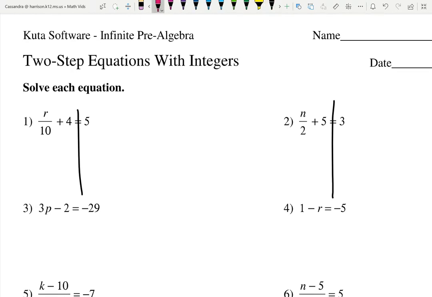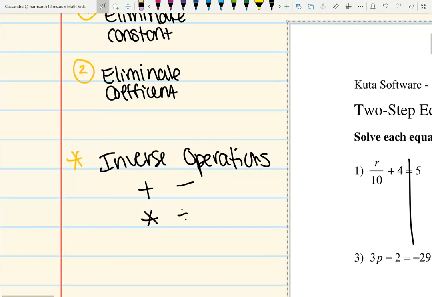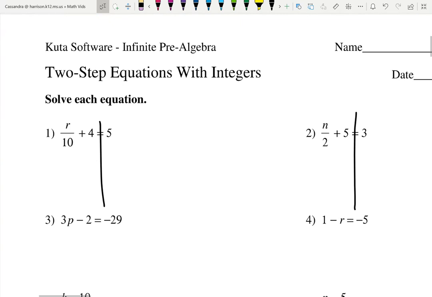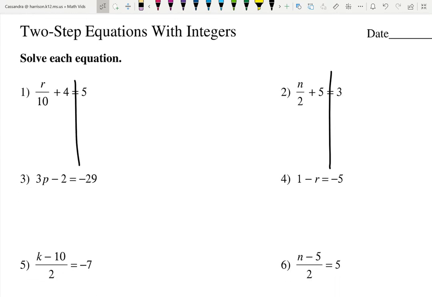So first, like I said in our steps over here, the first thing we are going to do is eliminate the constant, okay? So let's go ahead and do that. How do I know, Miss Poolin, what the constant is? Well, friends, the constant is the number that is on the same side as the variable and it is being added or subtracted to the variable. So in problem number 1, that would be the number 4, okay? 4 is being added or subtracted to the variable. So in this case, it's being added.